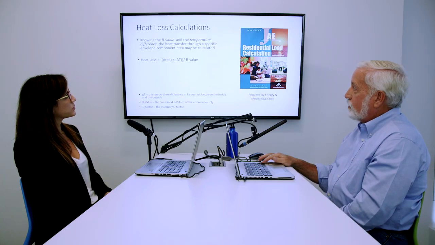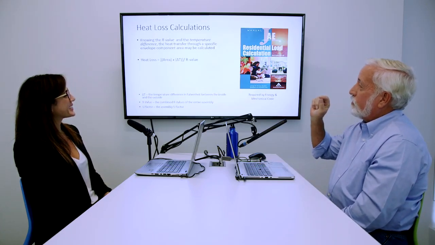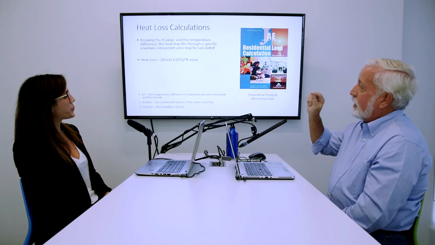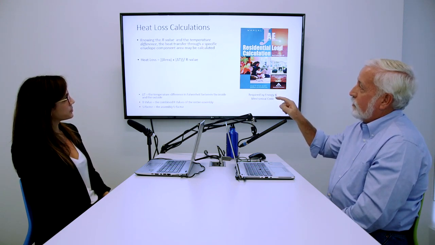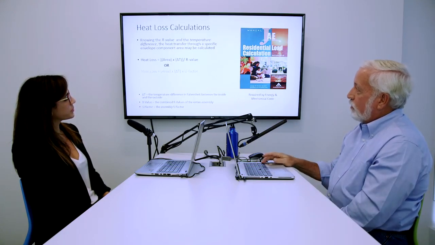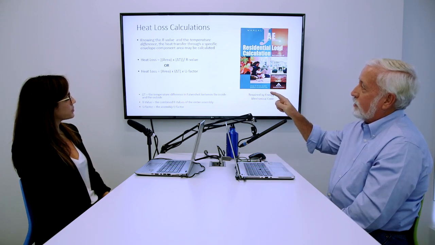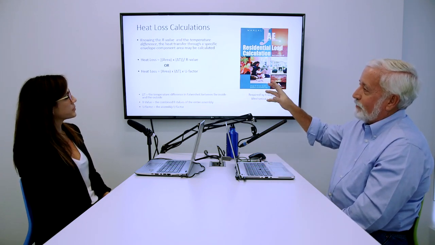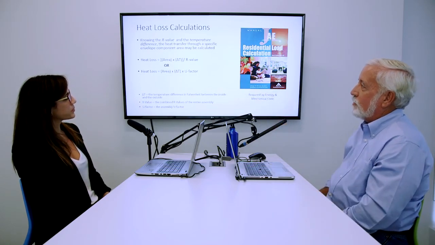So heat loss, and stop me if you want me to go over this, but I think it's pretty straightforward. Heat loss equals the area times the delta T, that's the temperature difference, divided by the R. But if we have windows, we know that 1 over R equals U, so we can do area times the delta T times the U. And it's the same thing. Instead of dividing by R, we're multiplying by U, and we get the same result.